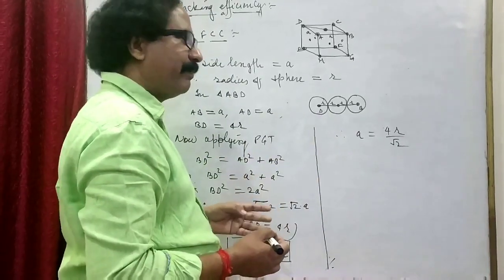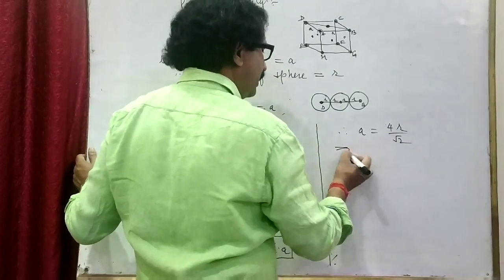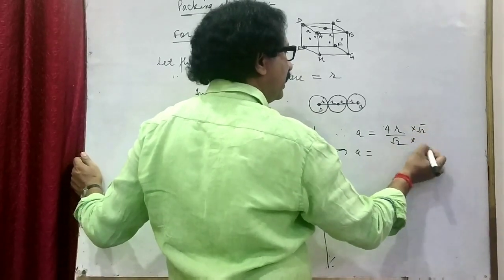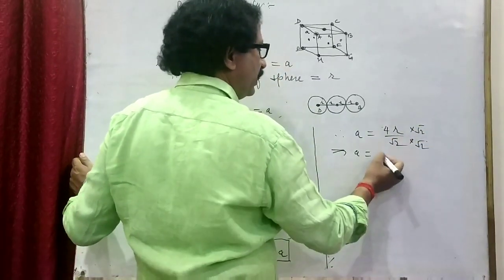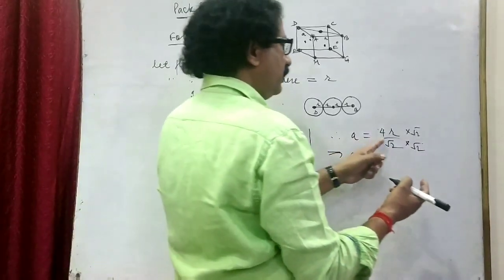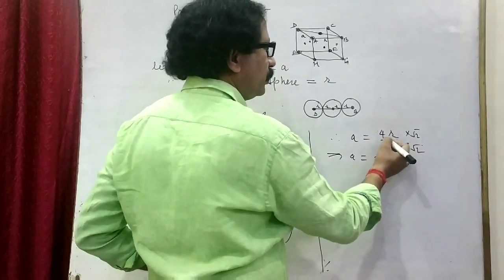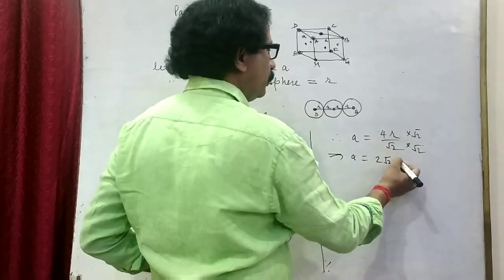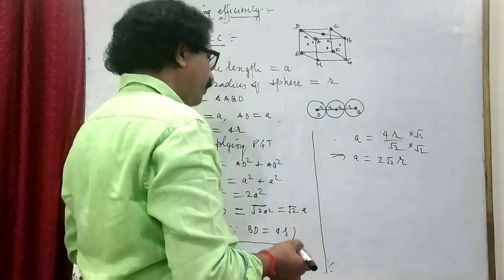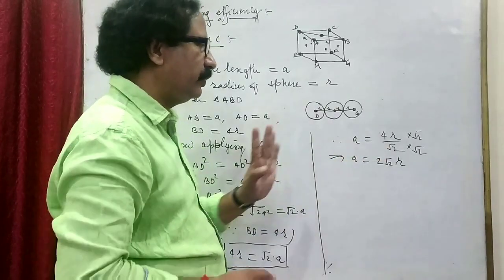Simplify this one, applying component to dependent, right? Which implies A is equal to... apply root 2 on both sides. Okay, then it becomes 2. What is the value that comes here? 2 root 2. 2 2s are 4. 2 root 2 R, this is the value of R here. 2 root 2 into R.